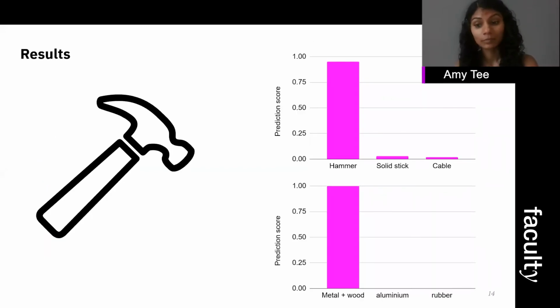So taking the example of my hammer, the model was able to predict with a 95% accuracy that the object in the image was a hammer, and 100% accuracy that this hammer was made from metal and wood.